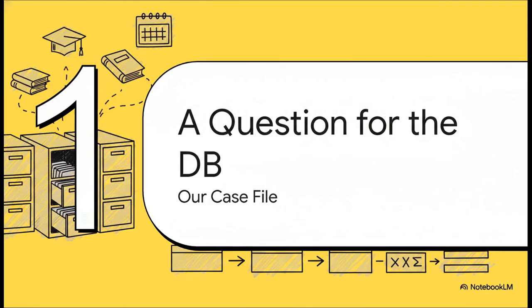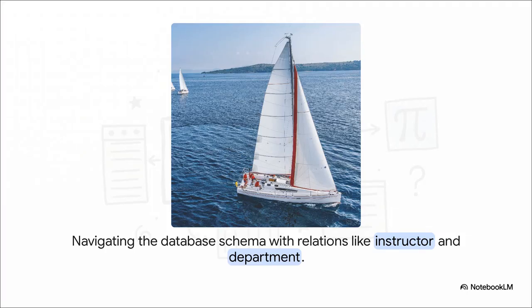Our case file is this university database. You can think of it as a set of digital filing cabinets, and each one holds a different kind of information. This diagram here, this is our map of all the clues. Each one of these boxes, instructor, department, that's a separate file, or what we formally call a relation. Now, here's the catch. The instructor file has the professor's name, sure, and the department they work in, but not the building. The department file has the building, but not the instructor's name. The answer we need is in there. We just have to figure out how to connect the dots.